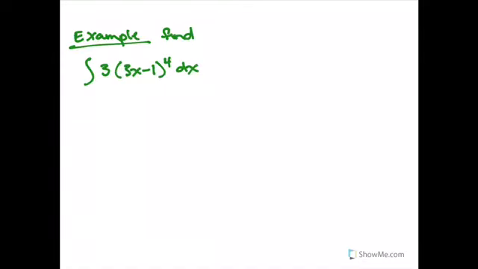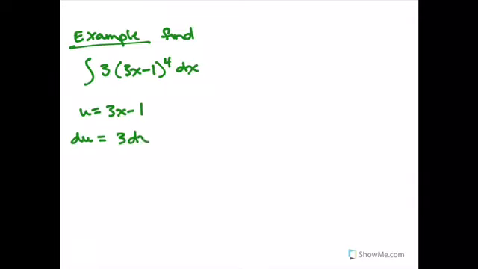The integral of 3 times quantity 3x minus 1 to the 4th. So u would equal 3x minus 1. A good choice would be 3x minus 1, because 3x minus 1 to the 4th is the most complicated thing. We want something a little bit less complicated. Then du equals 3 dx.